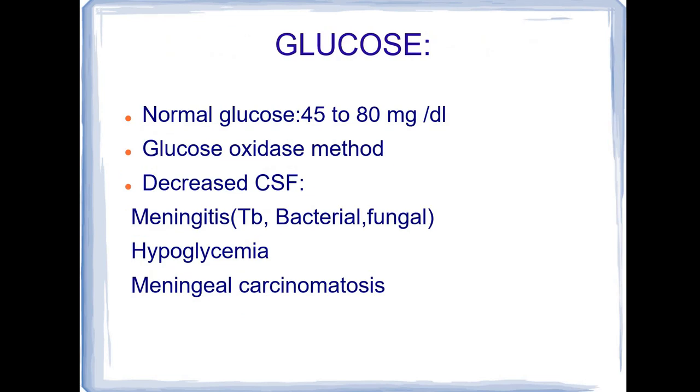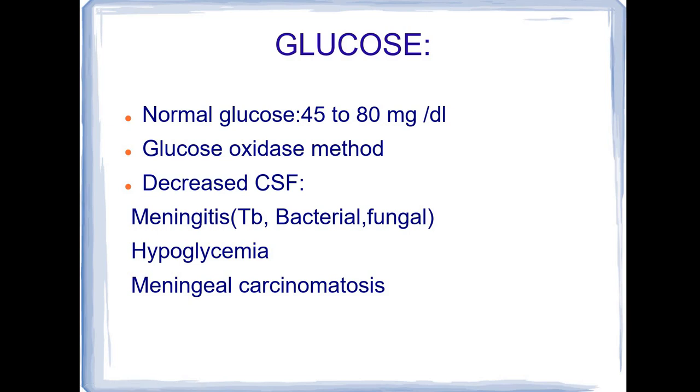Glucose. Now the normal level is around 45 to 80, and it is determined by the glucose oxidase method. With any abnormality in the CSF, you have to remember that proteins will increase and glucose will decrease. You see decreased CSF glucose in meningitis, especially TB, bacterial and fungal meningitis. Other conditions are in patients having hypoglycemia or in meningeal carcinomatosis, which means the carcinoma has spread to the meninges.